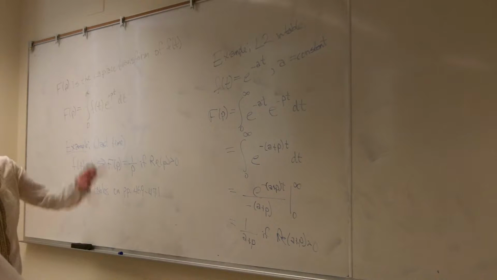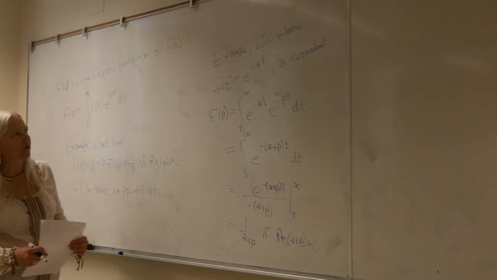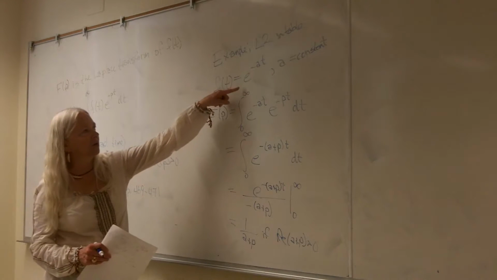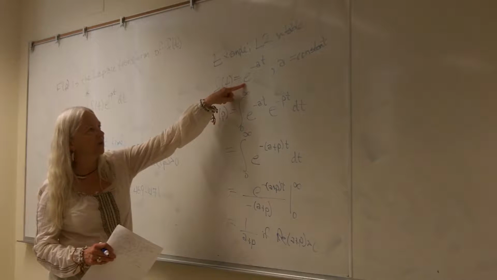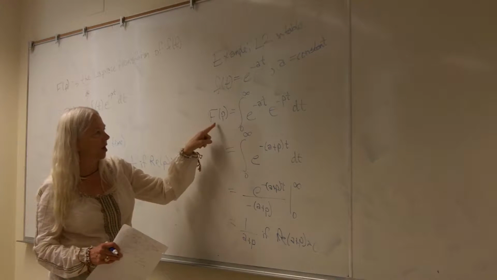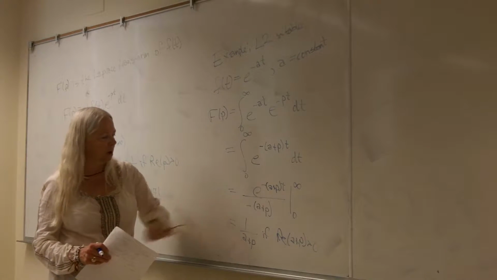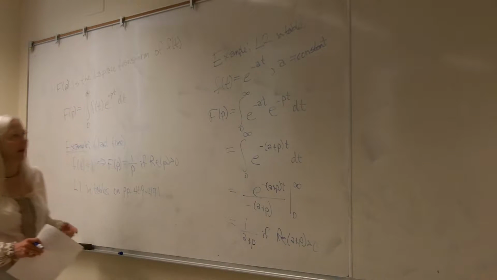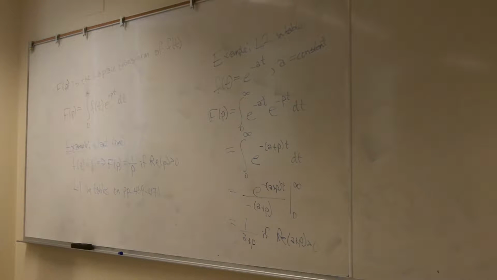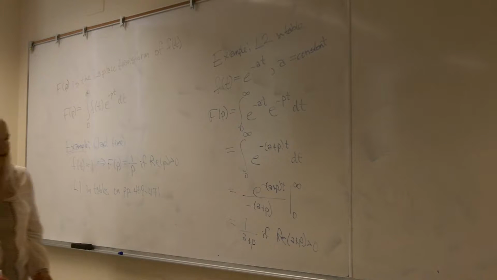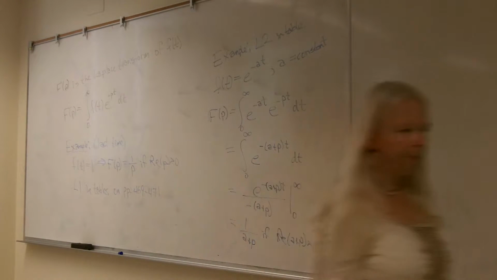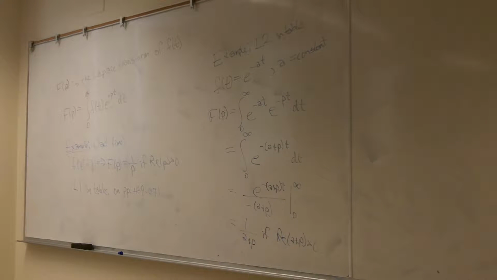So anyway, again, this is entry L2 on the table. If you look in the column under f of t, you'll see e to the minus at, and in the column for capital F of p, you'll see 1 over a plus p. So again, I'm not going to work on every other entry in the table, obviously. There are a lot of them. But we can use that as needed, and again, we'll see some of the uses in a few moments.